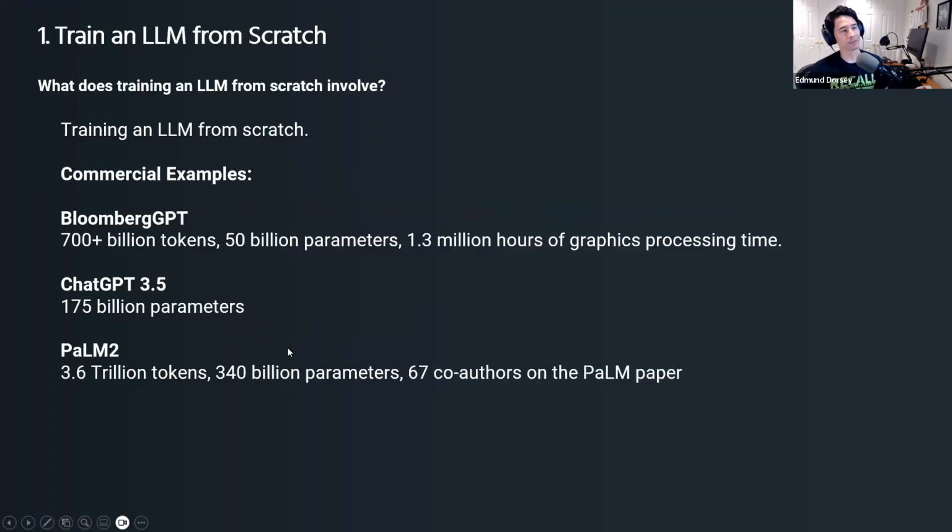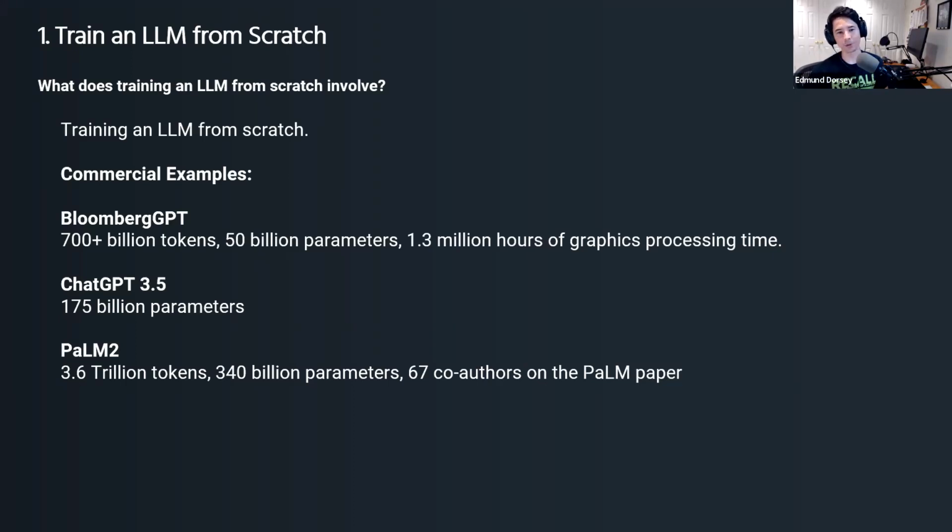So let's start with number one here. If you're interacting with an LLM, number one is you could build an LLM from scratch. This is probably not practical for most of us, at least right now with the way the technology is, because you need a lot of training data. The ones you've heard about, ChatGPT with 3.5 and 4, Google's PaLM, and other ones you maybe haven't heard about, like BloombergGPT, require massive amounts of data.